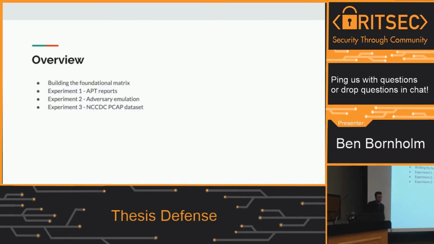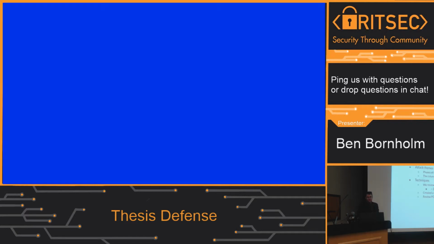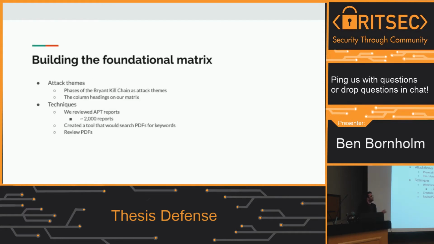So off to process and methods. Overview: we're going to talk about how I actually built the foundational matrix, and then we're going to talk about the way I went about doing experiments 1, 2, and 3. So, building my foundational matrix: again, we had those attack themes. Those are the things across the top of the matrix, which describe the actual phases of an attack, right?